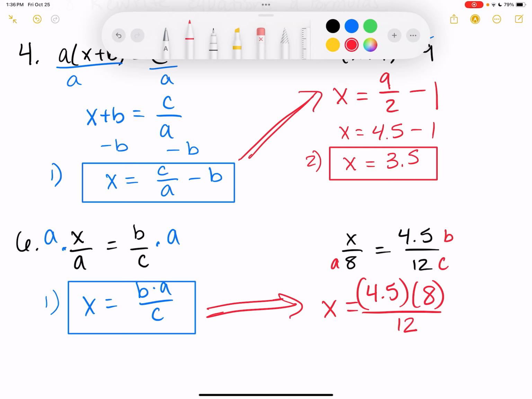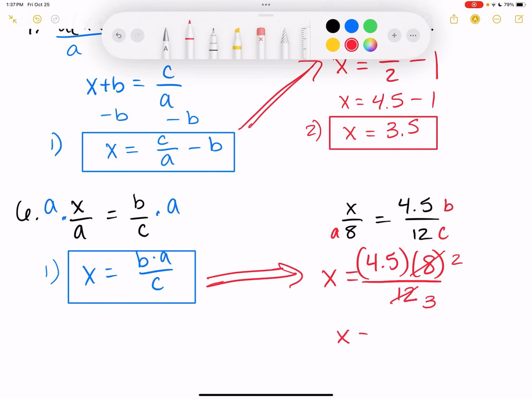I would personally probably reduce. I can take a 4 out of this and be left with 2. I can take a 4 out of this and be left with 3. What's 4.5 times 2? 9. So 9 over 3, which is 3. So the answer to that would be 3.